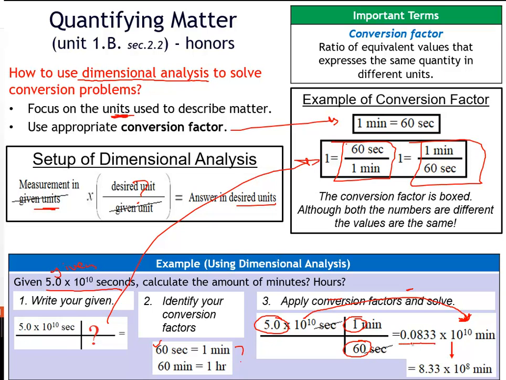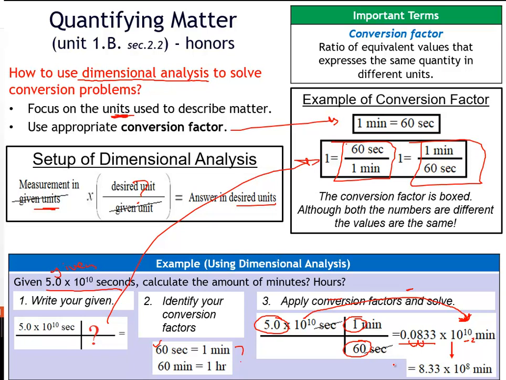So these three numbers here give us 0.0833, and then we move this and we reformat it in scientific notation. We move 2 spots to the right. We got to take away, right, 2 exponents. So we'll get 8.33 times 10 to the 8 minutes.